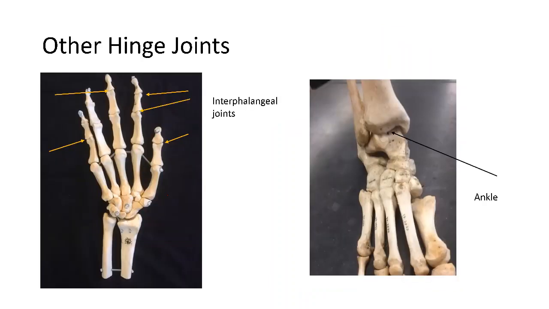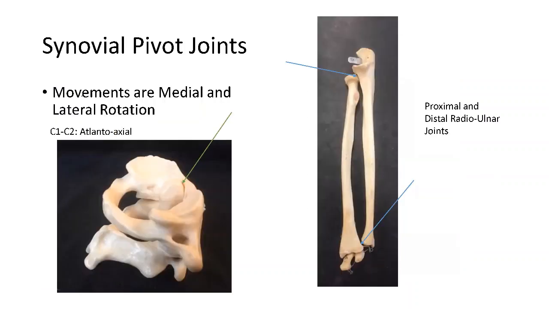We'll see the knee later. Here are the other joints where all these interphalangeal joints are hinge joints. I pointed out the ankle is a modified hinge. Synovial pivot joints allow for rotation. We've already looked at the atlantoaxial joint, and we've looked at pronation and supination, so the other ones are the proximal and distal radio-ulnar joints.